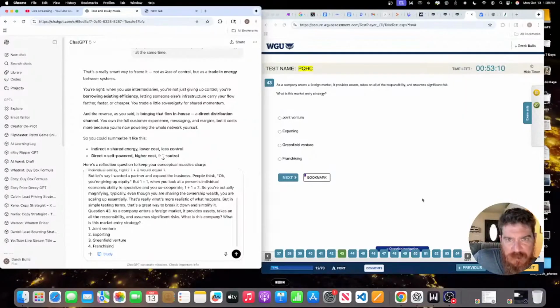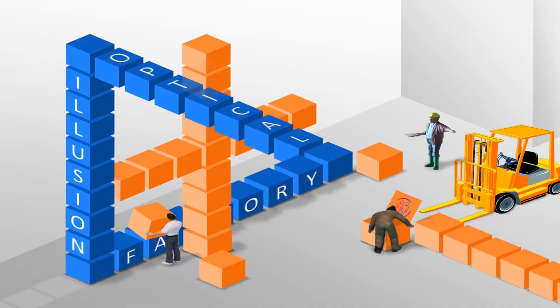All right, so let's work over each bit. A company enters a foreign market. Okay. And then you have intermediaries in distribution. What is the actual advantage? I use my eBay shipping to reason this one.